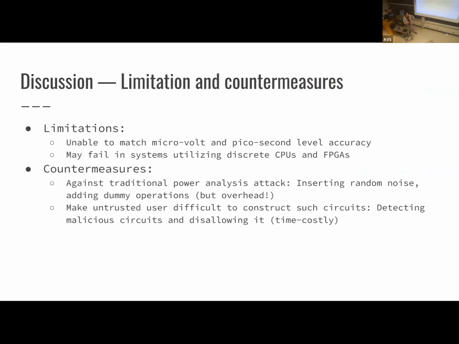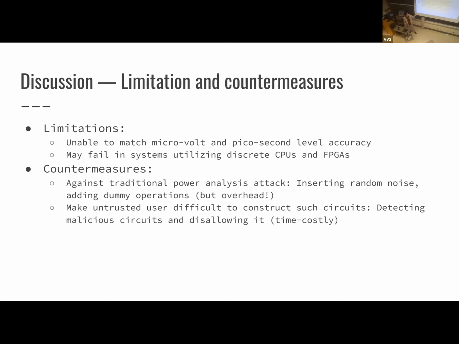And here are also some limitations about our FPGA attacks. The limitation is that we are unable to match the microvolt and the picoseconds level accuracy, and because we are always talking about the systems that integrate the CPU and the FPGA together, it may fail in the systems utilizing the discrete CPUs and FPGAs.